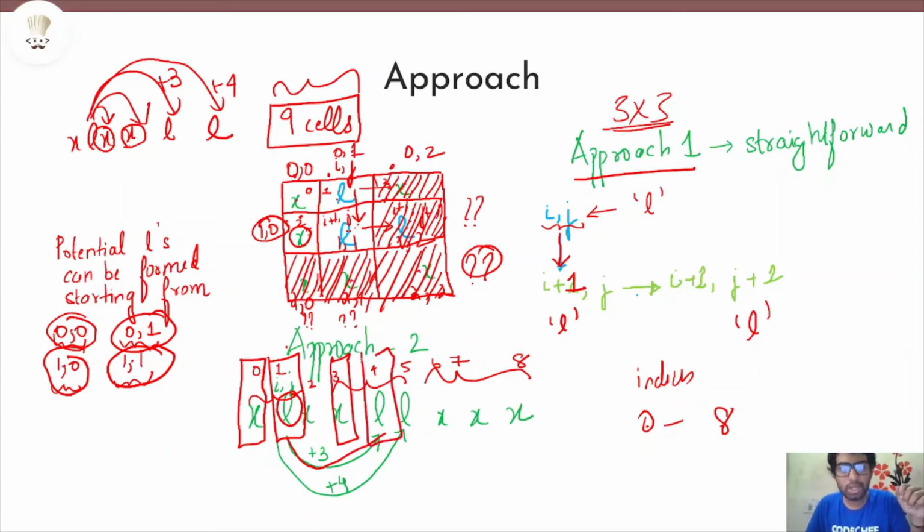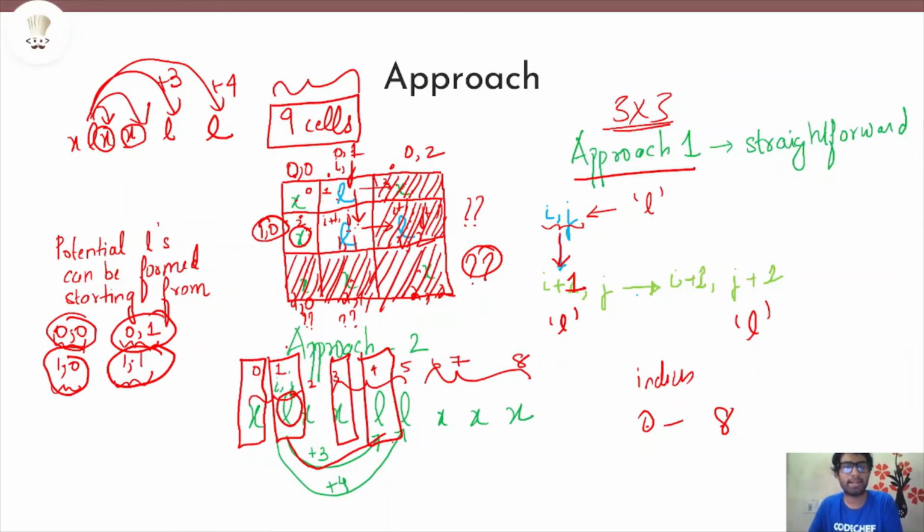So it is sufficient to check the indices 0, 1, 3 and 4 in my flattened 1D array, because they are the only potential starting points for my L. I will use the same approach, plus 3 and plus 4 from the required index if the current index equals L, but I'll check it only for indices 0, 1, 3 and 4.